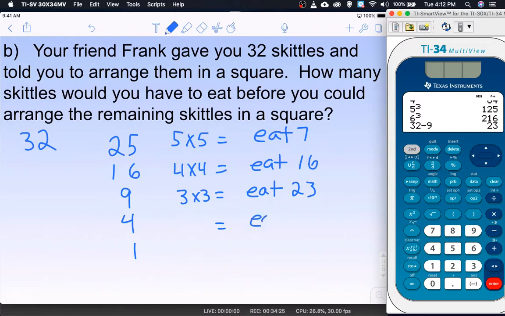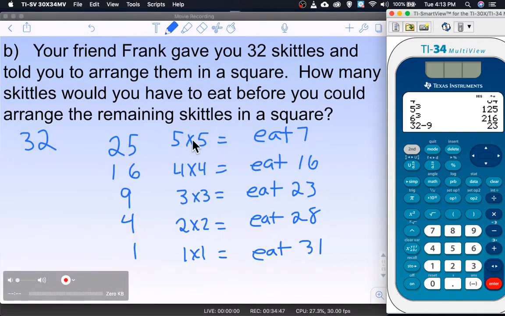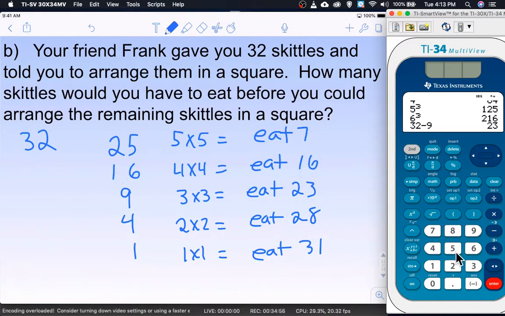I would eat 28 of them to make a 2 by 2 square. And I don't know if I'd use a Skittle for this because Skittles are kind of round, but a 1 by 1 square, just one Skittle, you could eat 31 of them and then convince him that your one Skittle is a square. But these are all different answers that would technically work. A 5 by 5 square, you'd eat 7. A 4 by 4 square, you'd have to eat 16 just to get down to the correct number of Skittles to make the square. So it's a little bit open-ended.